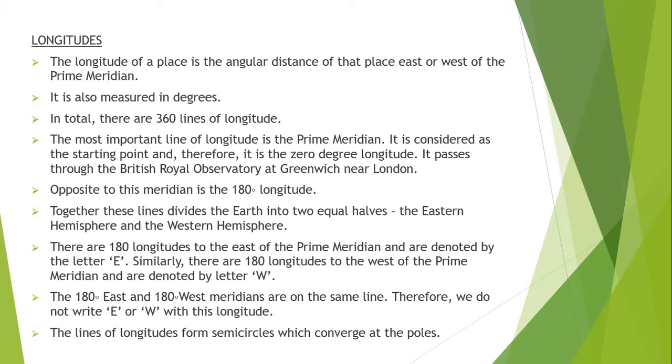Now remember, 180 longitude on eastern and western side both lie on the same line. Therefore, we do not write east or west with that particular longitude. Other than that, all the longitudes, if they are on the western hemisphere, we will write W. If they are on the eastern hemisphere, we will denote them by the letter E. The lines of longitude form semicircles which converge at the poles.